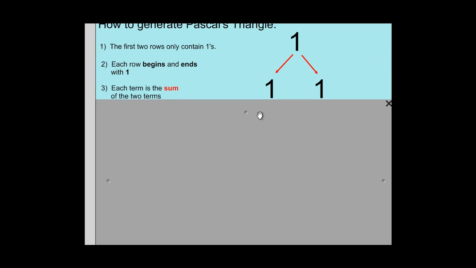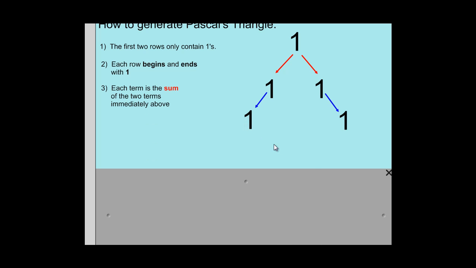Here's how we generate Pascal's triangle. Okay, the first 2 rows contain only 1s. Row 0 and row 1. And each row always begins and ends with a 1. So let's add that on the next row. Okay, so we've added the 1s that are on the ends of the next row.